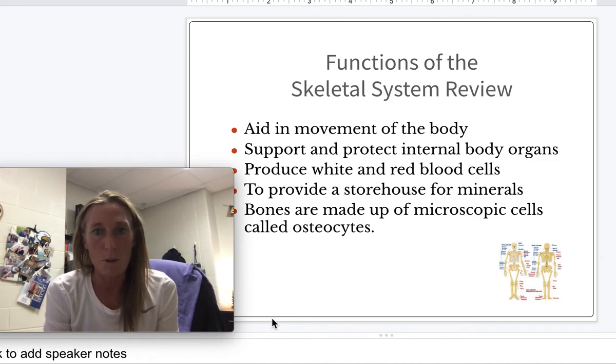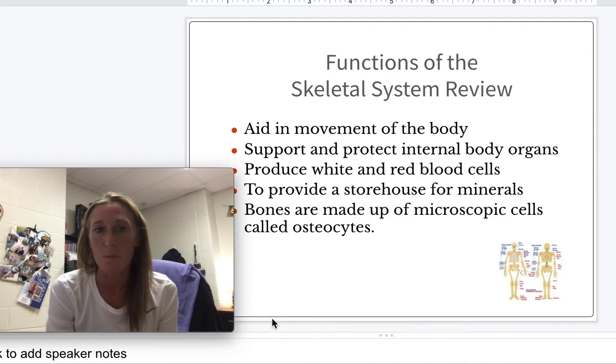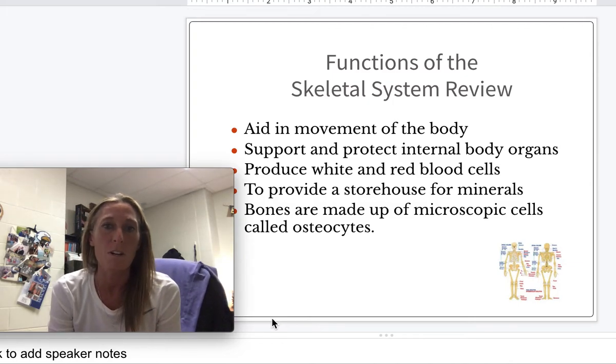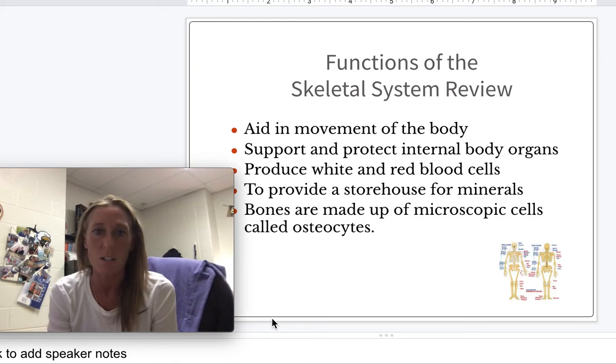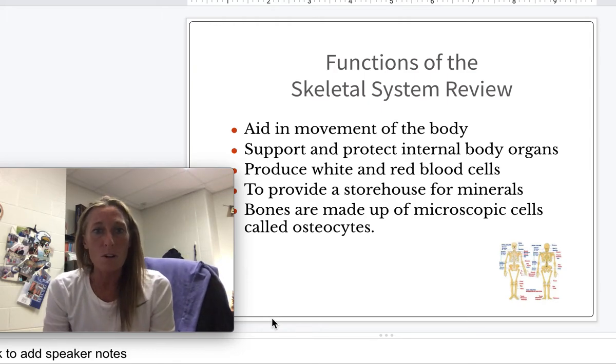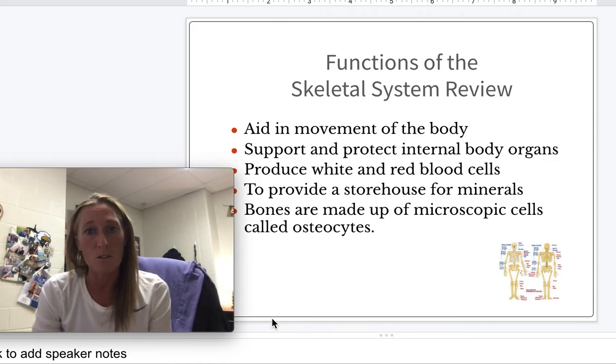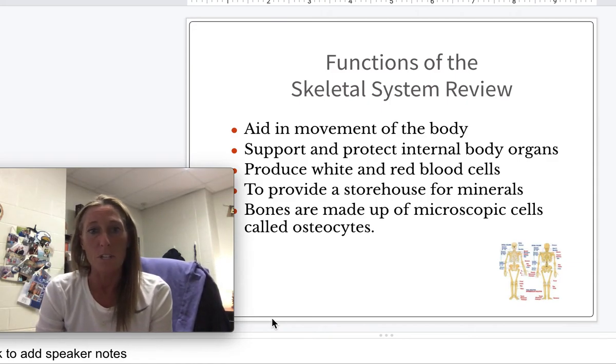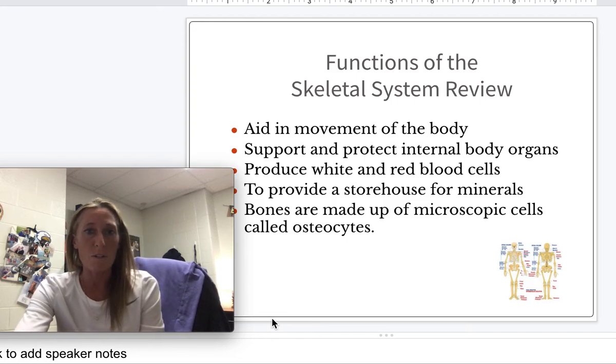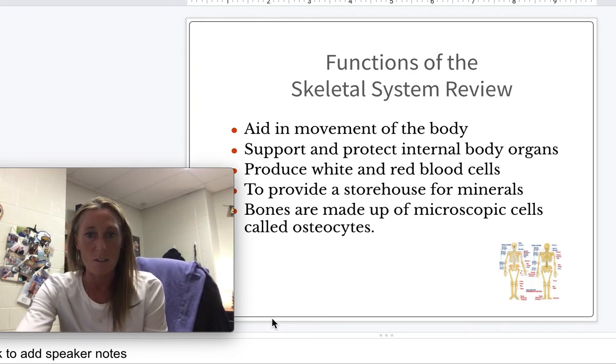Your bones produce red and white blood cells. White blood cells are lymphocytes, which help fight off infections, and red blood cells carry oxygen around the body. Your bones also provide a storehouse for minerals such as calcium, which makes those bones harder and more dense. Bones are made up of microscopic cells. Those are called osteocytes.